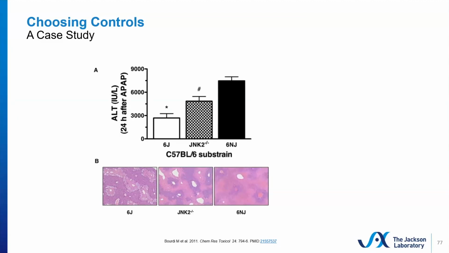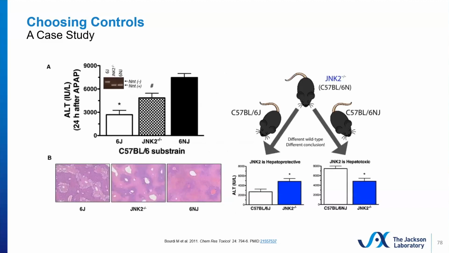When the researchers compared their JNK2 knockout data to C57BL6NJ, they found liver injury was higher in the B6NJ than in both the B6 and knockout mice. Originally, the data made it seem that having the JNK2 mutation could prevent liver damage, but when compared to the correct control, the conclusion changed to the mutation contributing to liver damage. This example highlights the importance of when selecting controls that you are choosing the correct substrain as well.